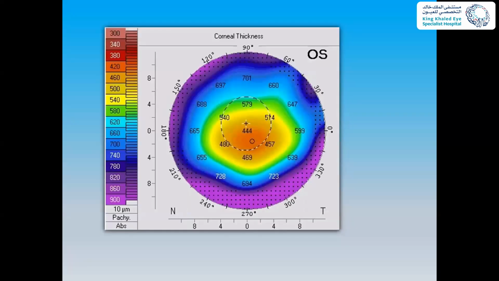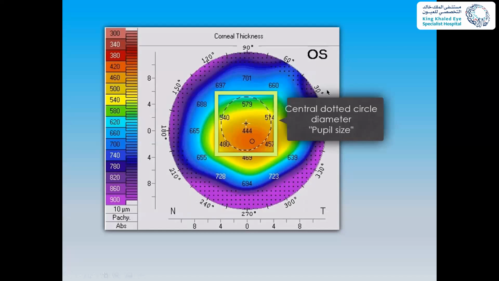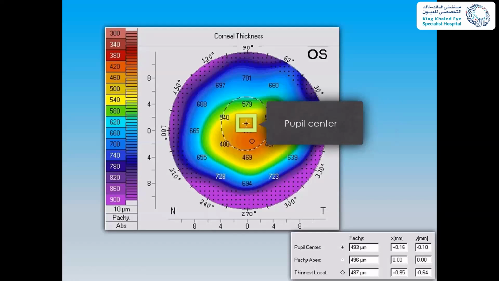Now we come to the corneal thickness. So not only are we talking about how thin is the cornea, the location is even more important than the thinning itself. So this central dot tells you where the pupil is, and this empty circle tells you the exact location of the thinnest cornea. So this is the center of the pupil with the plus, and this tells you the deviation. And if you look here, it tells you very well the thinnest location is 0.85, which is suspicious, isn't it?